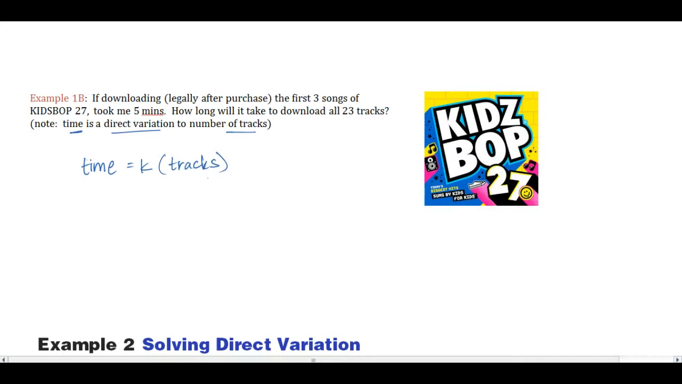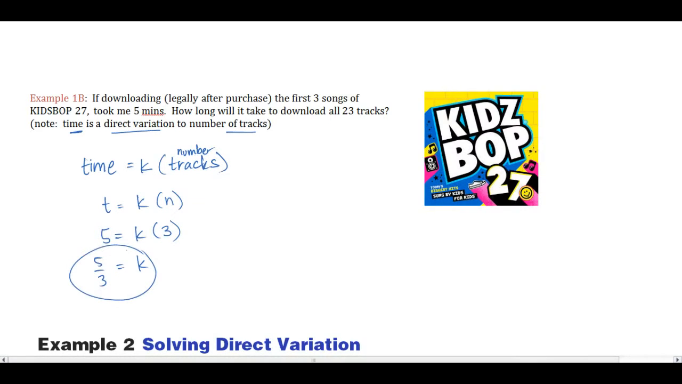And so maybe I have two t's here, so maybe I'll call this the number of tracks, so then we can use a different variable. So I will have the time it takes is equal to k times the number of tracks. So now I can plug it in. I know that it took me 5 minutes to download 3 tracks. So my k value, my constant of variation, is going to be 5/3.